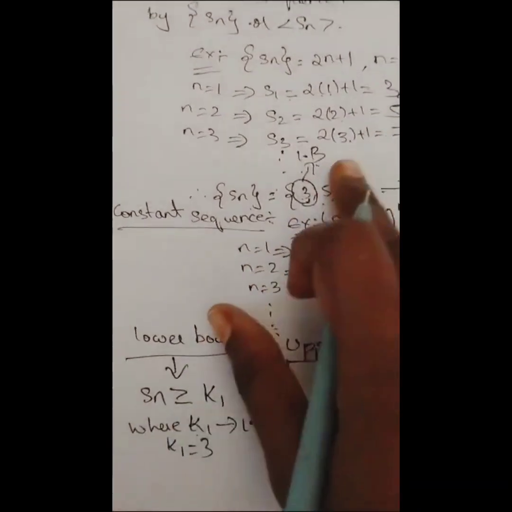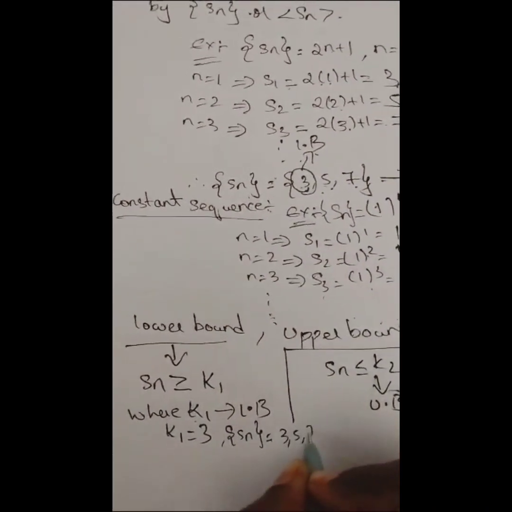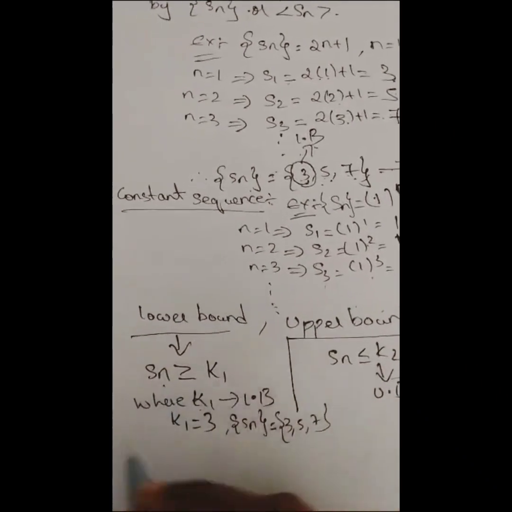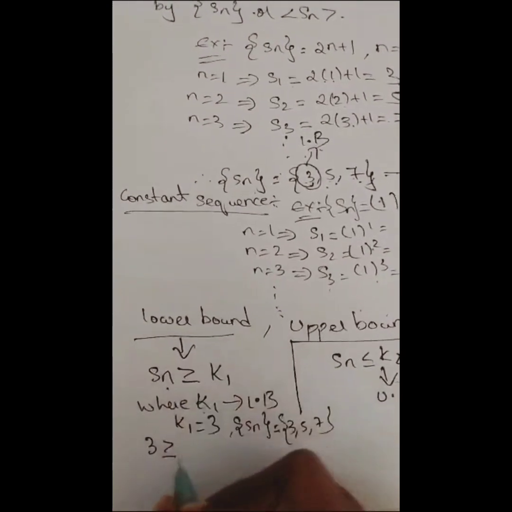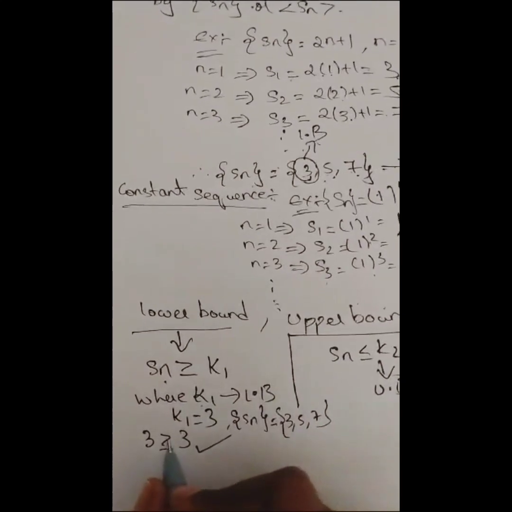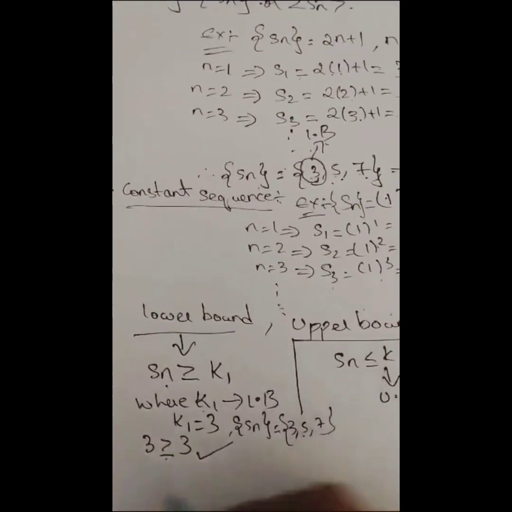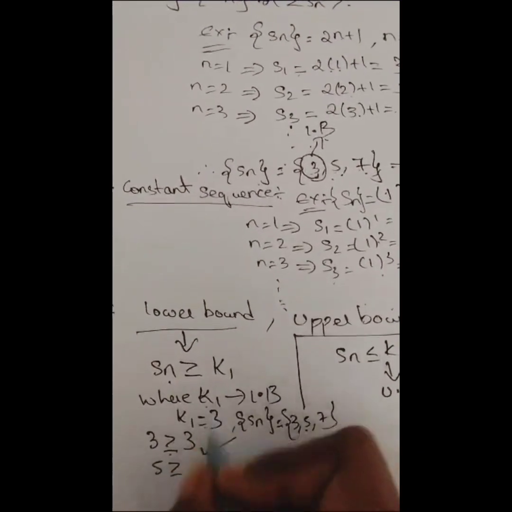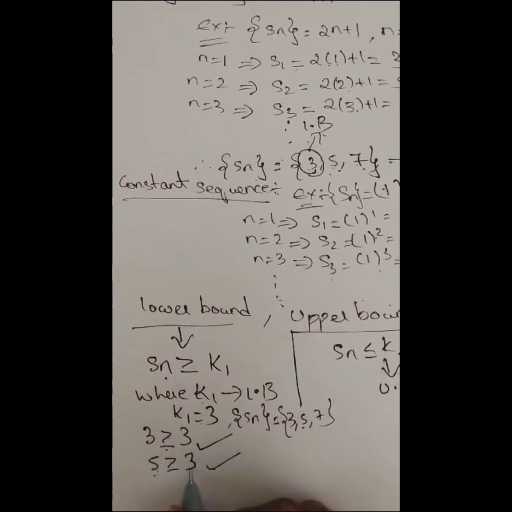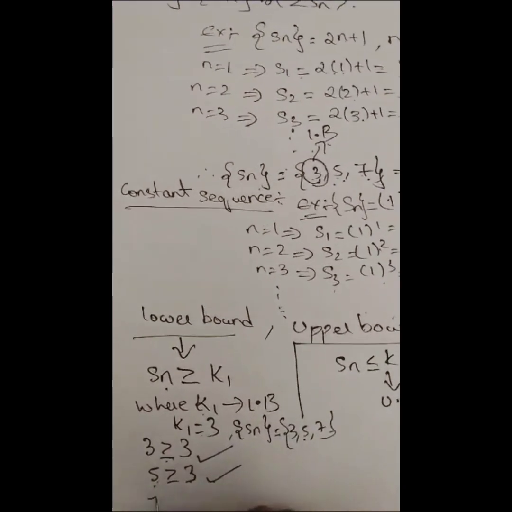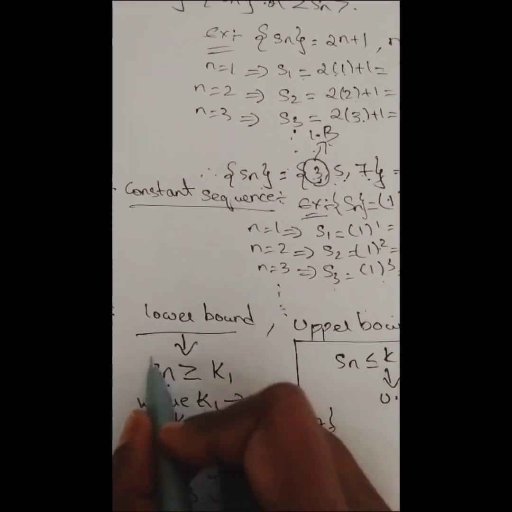Substitute here. The sequence Sn is 3, 5, 7. Let us check this condition. The first value is 3, so 3 is greater than or equal to k1, and k1 is 3. This is satisfied because the equality condition holds. Next, the sequence value is 5. 5 is greater than or equal to k1, which is still 3, so this condition is also satisfied because 5 is always greater than 3. Next we have 7. Is 7 greater than or equal to 3? Yes, 7 is always greater than 3, so this condition is satisfied.